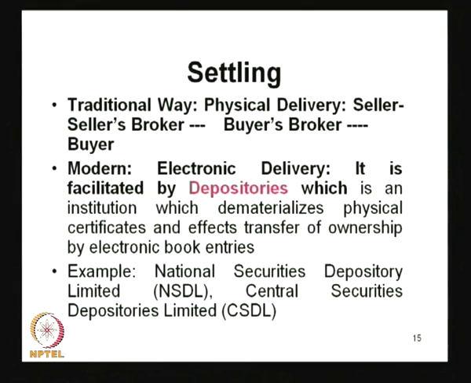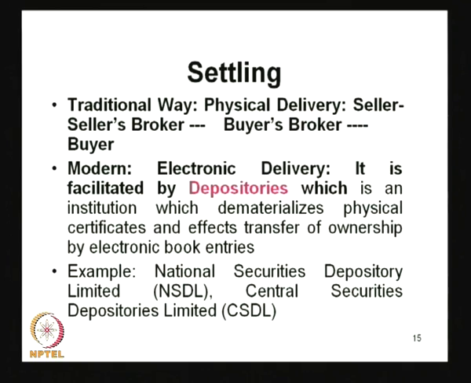What is this electronic delivery? The electronic delivery is basically facilitated by the depositories, and how is a depository defined? The depository is an institution which dematerializes physical certificates and effects transfer of ownership by electronic book entries. For example, you have bought a stock or you have sold a stock, and once this process has happened in that stock exchange, it is the depository that plays the significant role by transferring the ownership from one investor to another investor.